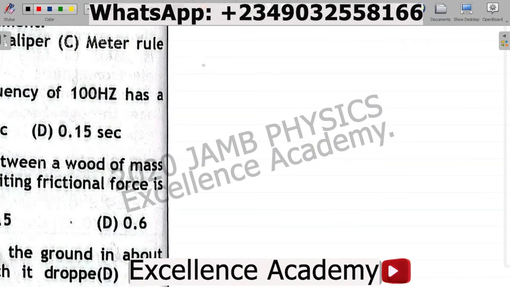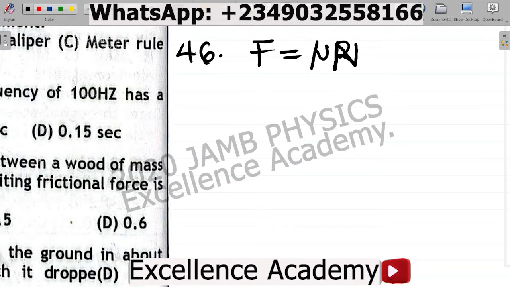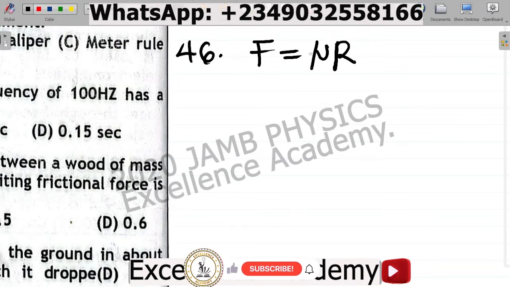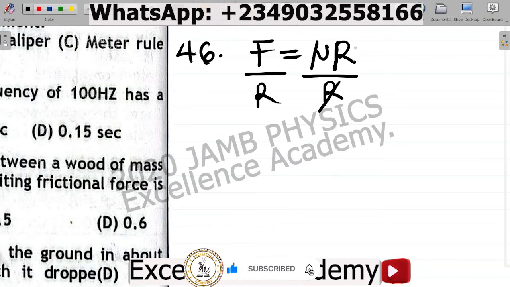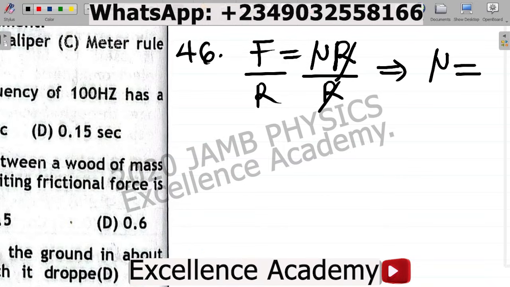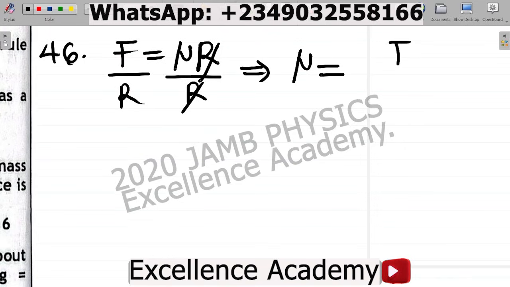Now, for 46, you want to note that frictional force F is equal to the product of the coefficient of friction and the normal reaction or normal force R. Some authors will choose to call it N, so they'll say mu N. Whether you use mu N or mu R is the same thing. From here, we can get mu, the coefficient of friction, by dividing both sides by R. This cancels R, so the coefficient of friction mu is equal to F over R, that's F, frictional force, all over the normal reaction.